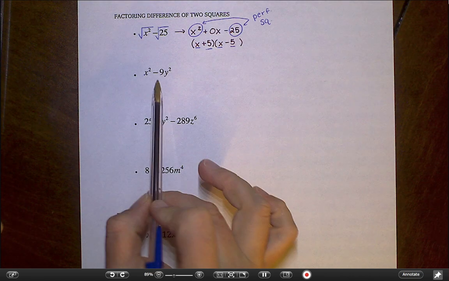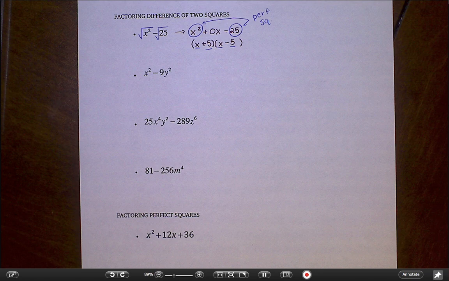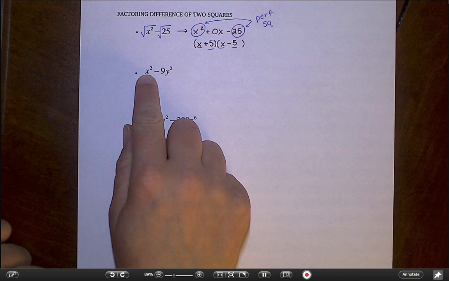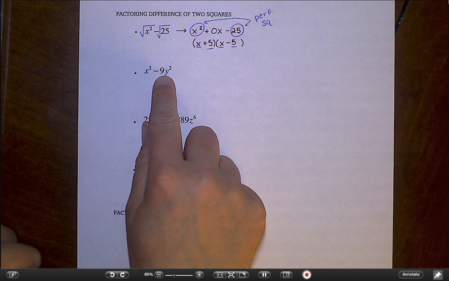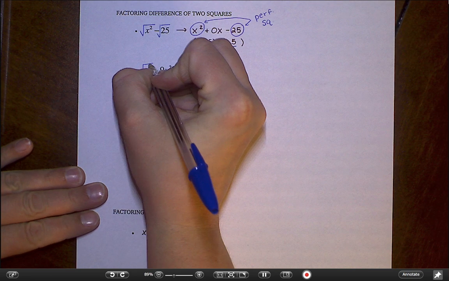Okay, so let's take a look at this next one. This is getting to be a little bit different because it's got a y squared in it too, and we didn't do anything with other letters yesterday. But once again, this is a perfect square because it's something that's been squared. This is also a perfect square. If I take the square root of x squared, I get x.